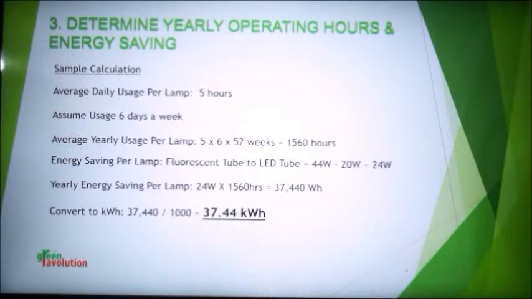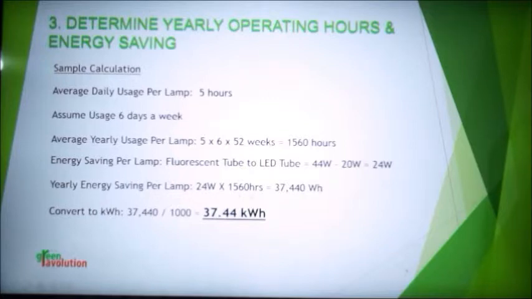Once you have done that, the next thing to do is to find out the energy savings. Now let's say, for example, you are converting a fluorescent tube to an LED tube. So you get 44 watts minus 20 watts, you get 24 watt savings. So over the year, your total energy saved per lamp will be 24 watts times 1,560 hours that you are using per year. You get 37,440 watt hour.